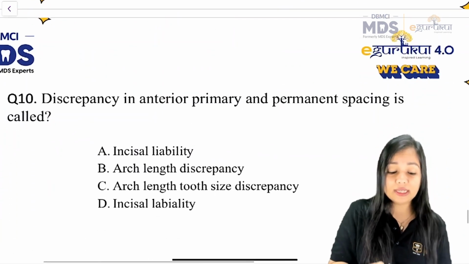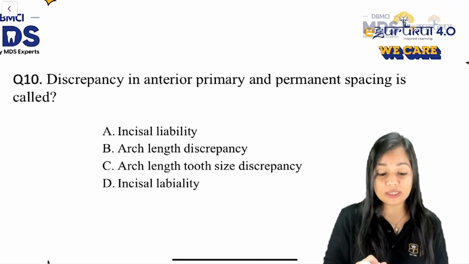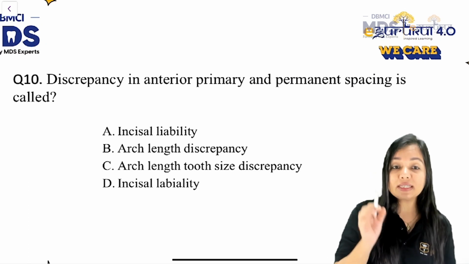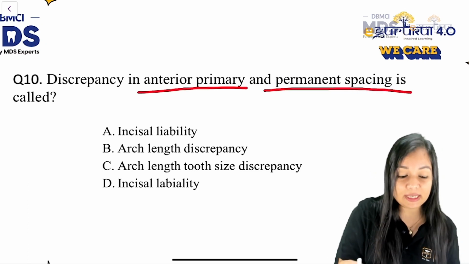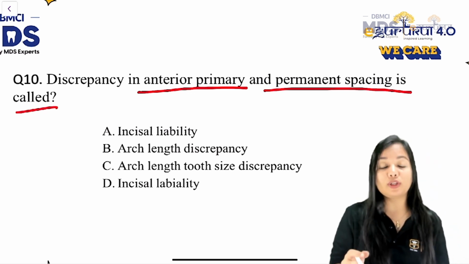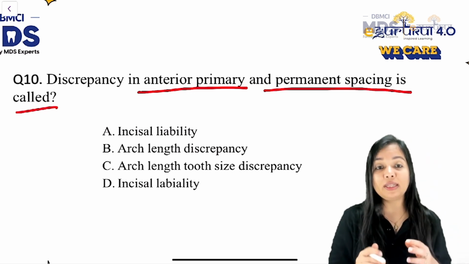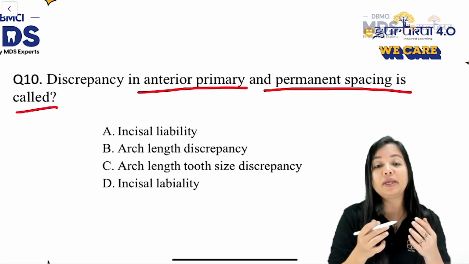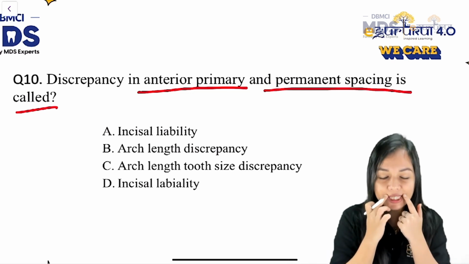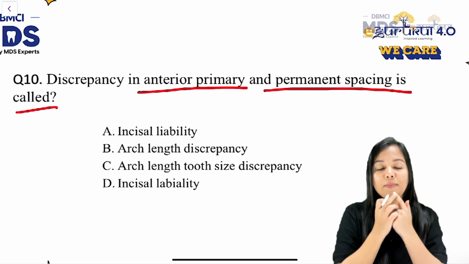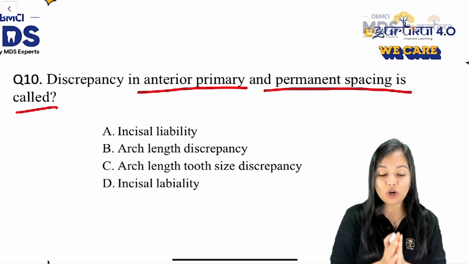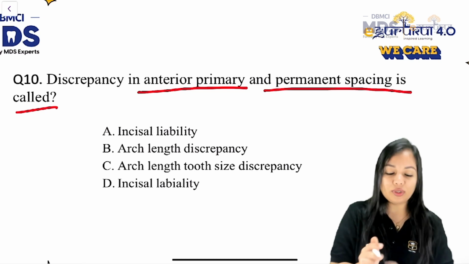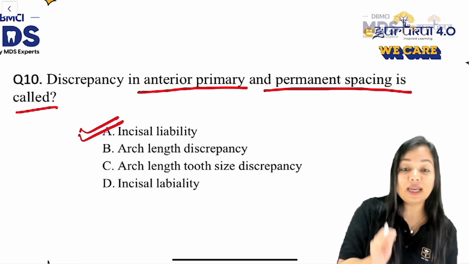Clear? Now, this gets us to the last question of the session, and that is discrepancy in the anterior primary and permanent spacing is called what? So, what is the discrepancy in the anterior primary and permanent? There are primary anteriors and there are permanent anteriors. So, what is the discrepancy called? It is undoubtedly called the incisal liability.